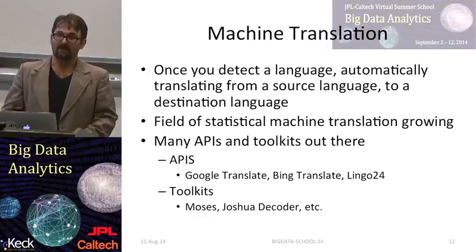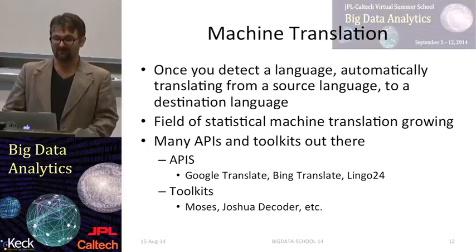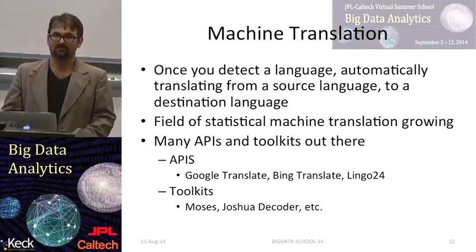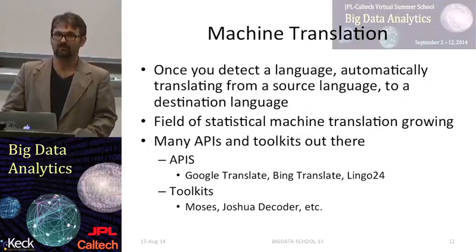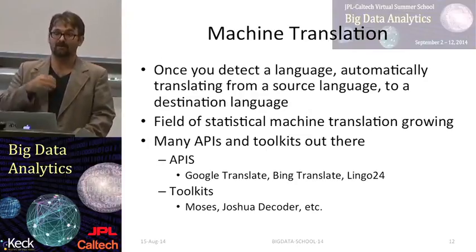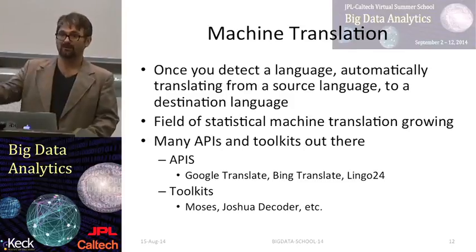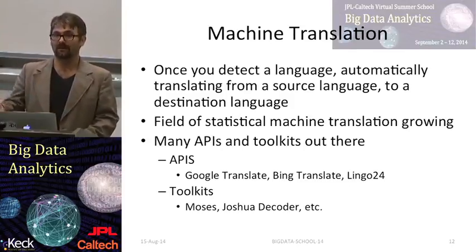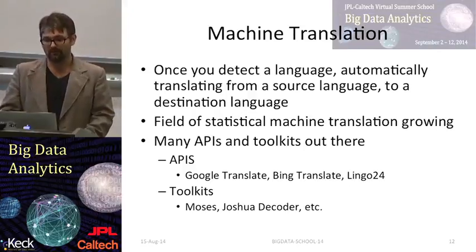Right? And there are many APIs and toolkits out there to take a look at. For example, Google Translate, Bing Translate, Lingo24. These are all API-based machine translation services. You give it text, it gives you back text in one language, and you tell it what language you want it to translate to, and it will do that. Or it can translate from a language to another language, and so on and so forth.